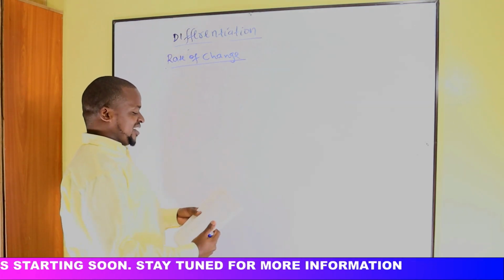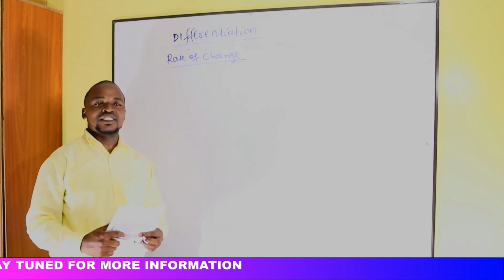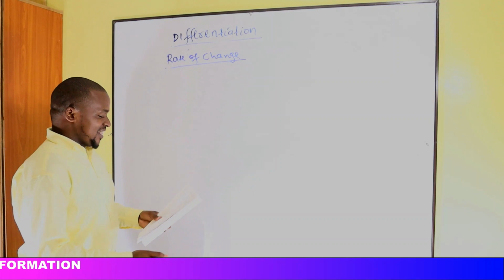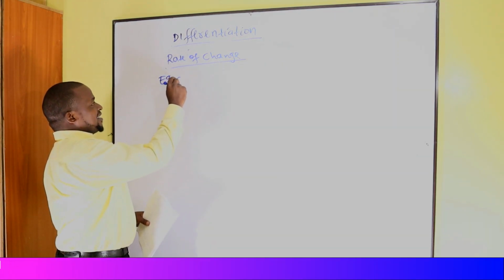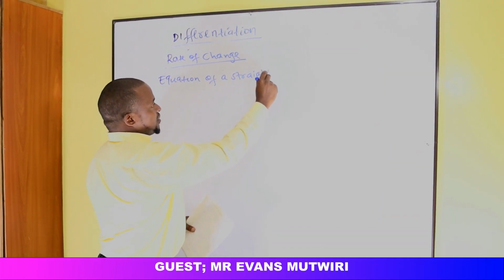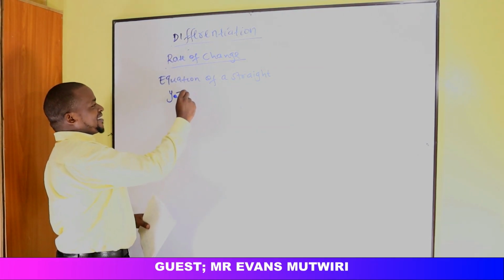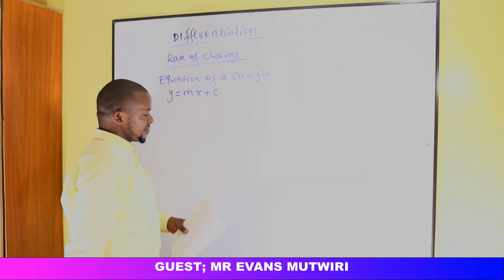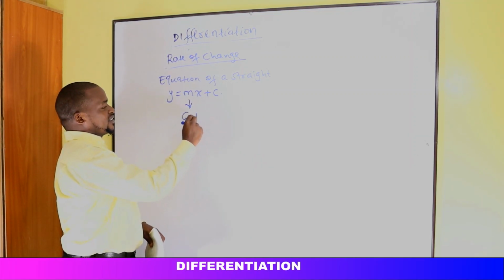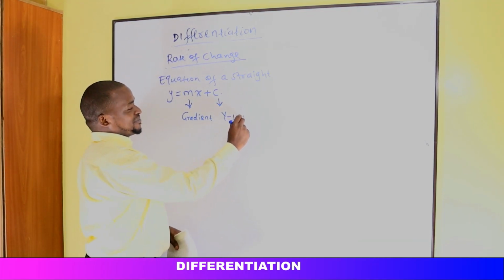The rate of change. And in this case, we are going to remember some of the concepts we learned in our previous levels, that is the equation of a straight line. The equation of a straight line is given by this formula: y is equal to mx plus c, where m stands for the gradient and c stands for the y-intercept.